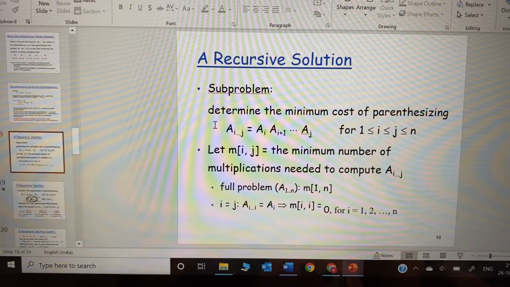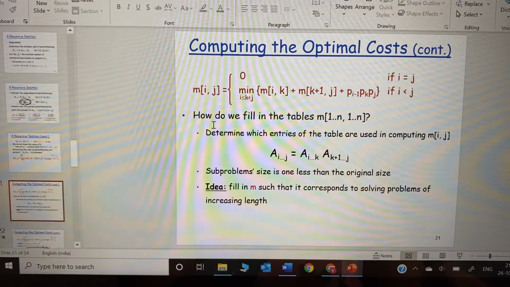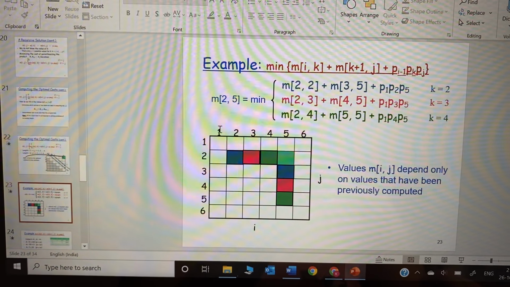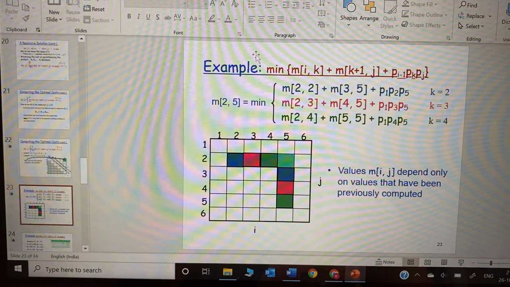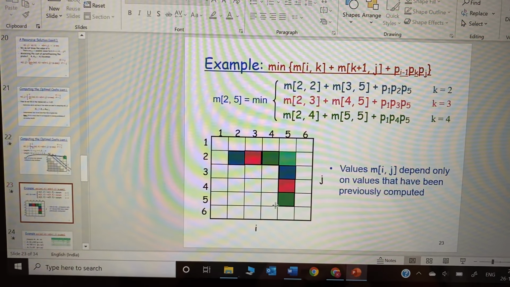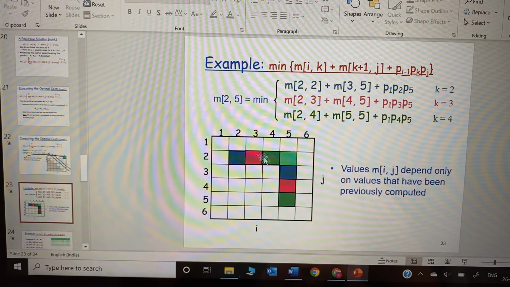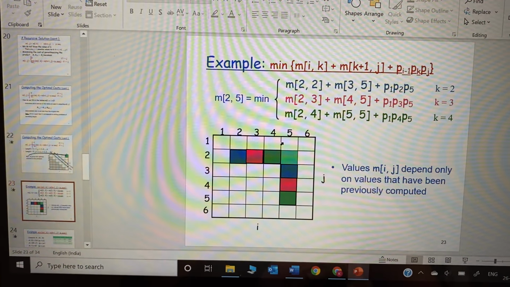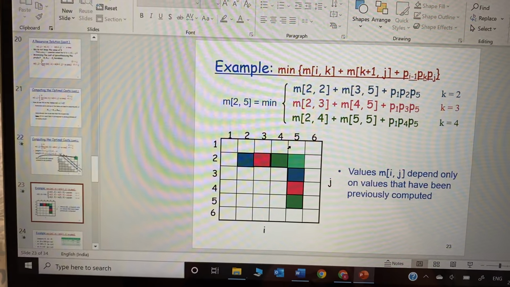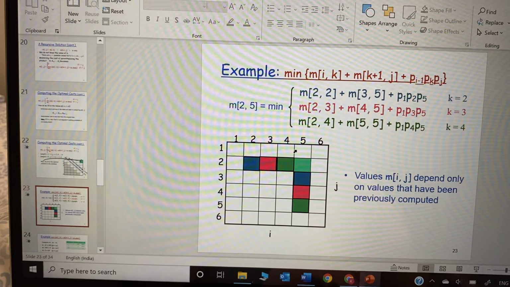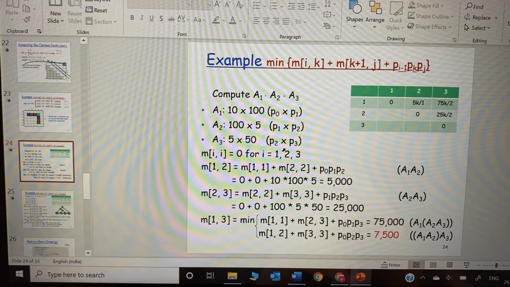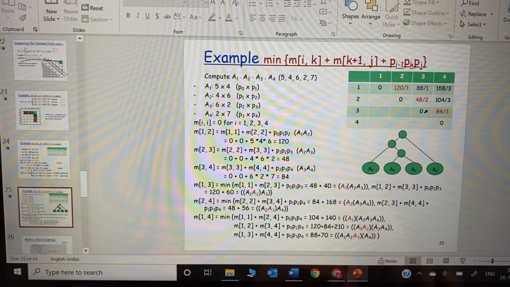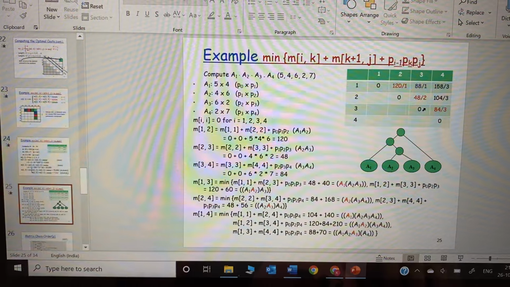The recursive solution is being developed. We'll be taking a box format in this way, m of i comma j, and we'll compute each one of the boxes, and then we'll put the values in it based on the number of matrices we have. This is the example for three matrices. Suppose we have four matrices, how does it go on?